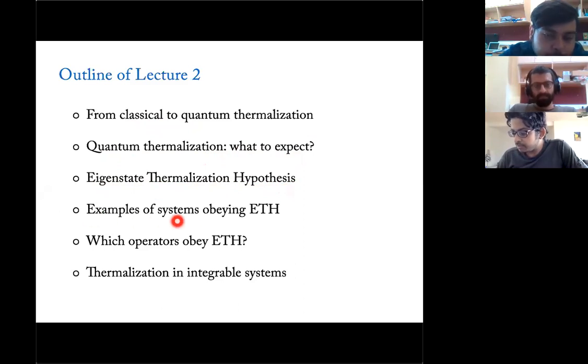And then we'll see some examples of systems obeying ETH, and what are the operators that obey ETH. There was some discussion about simple operators yesterday. These will feature again. And then we'll see how thermalization happens in integrable systems. So we'll discuss something about integrable systems.